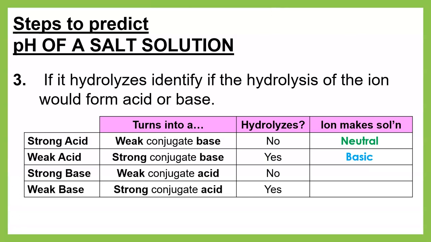which is going to make the solution basic. If we have a strong base, it'll turn into a weak conjugate acid, which is not going to hydrolyze, so it won't have an effect on the pH. If you have a weak base, it turns into a strong acid, so it will hydrolyze because it wants to be on that side of equilibrium, and that will result in it being acidic.